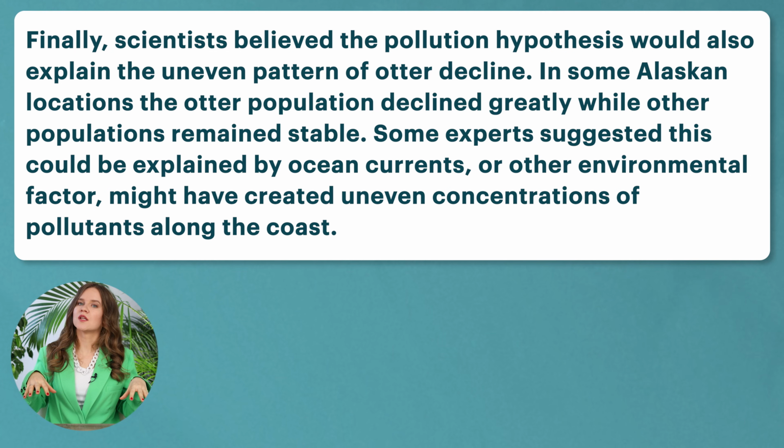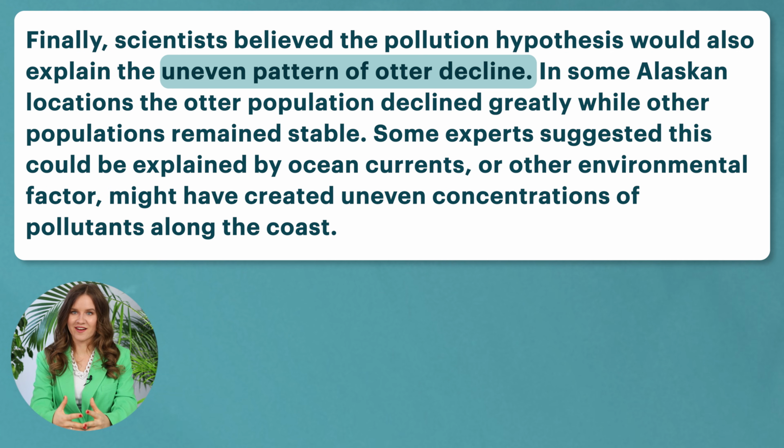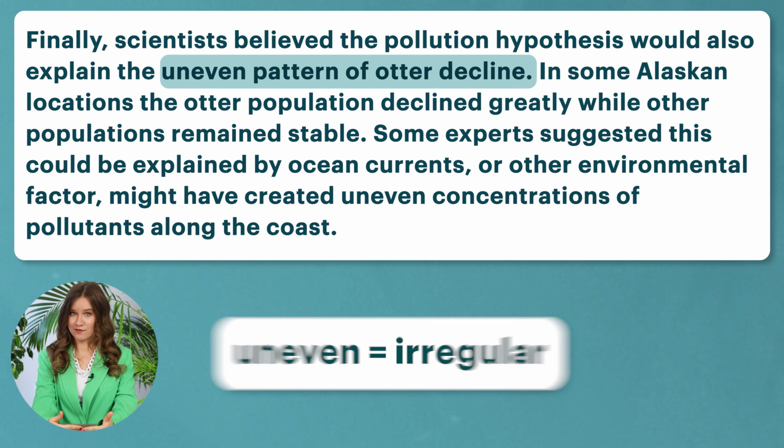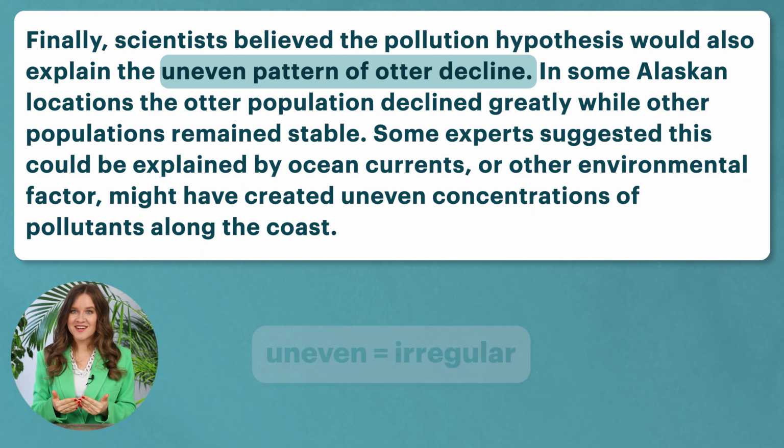All right, let's move on to the final paragraph. The third reason why pollution is the cause of the otter population decline is the uneven pattern of the decline. This is our fact. By the way, uneven means irregular. How does this prove that pollution is causing the decline?